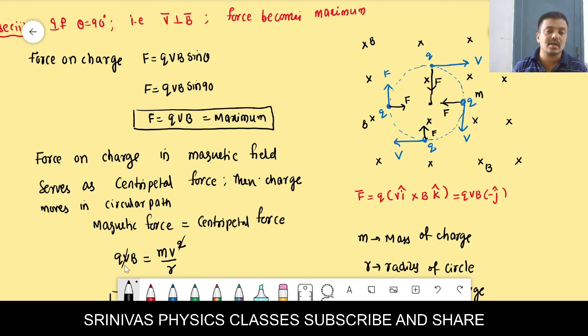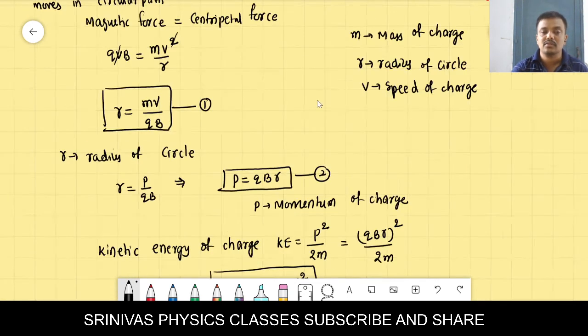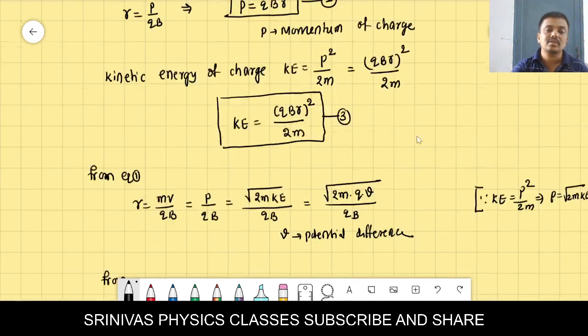Then the force on the charge is QVB. Here we find that it will act like a centripetal force. That's why we wrote it as mv square by r, and simplifying, we get the radius of the circle along which the charge moves in the magnetic field. We are deriving the radius formula, momentum of charge formula, kinetic energy of charge formula. Clear? It was very simple.